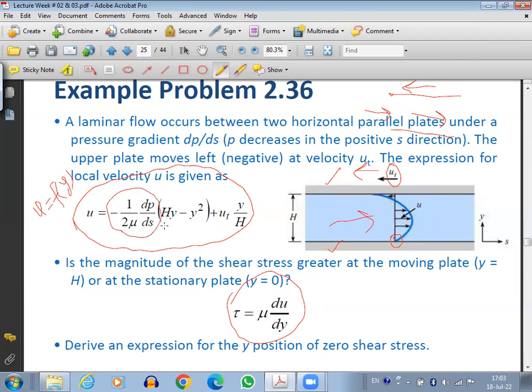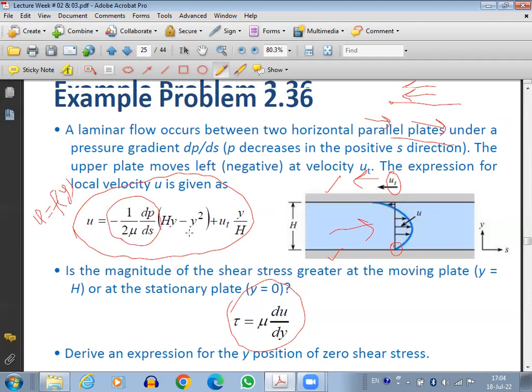If you differentiate hy, it will become h. And if you differentiate y squared, it will become 2y. And here, y by h, since we are differentiating with respect to y, it will become 1 upon h. Right? So simple, differentiation is not difficult. Now multiply this by mu, and you're going to get the shear stress.